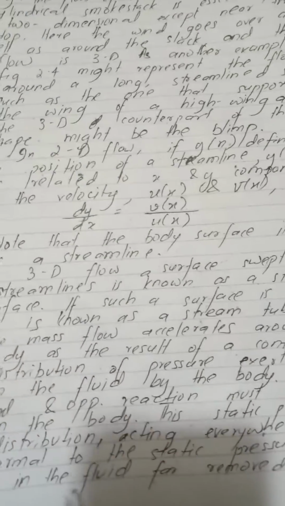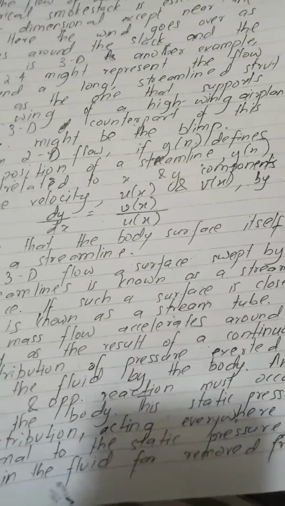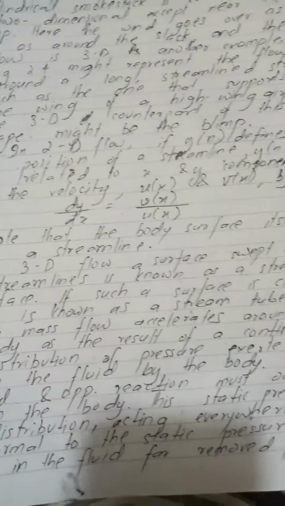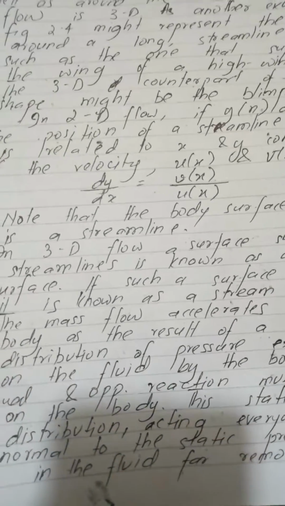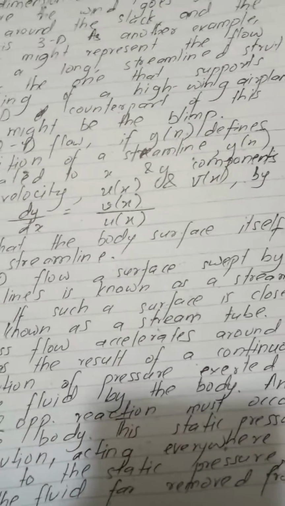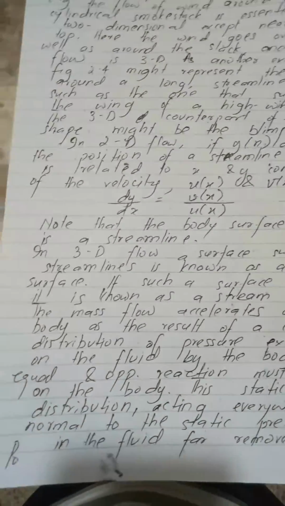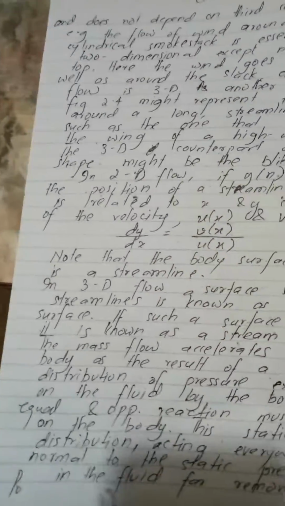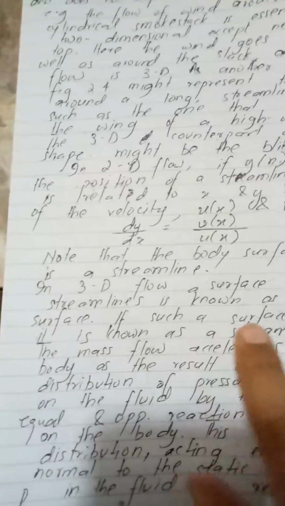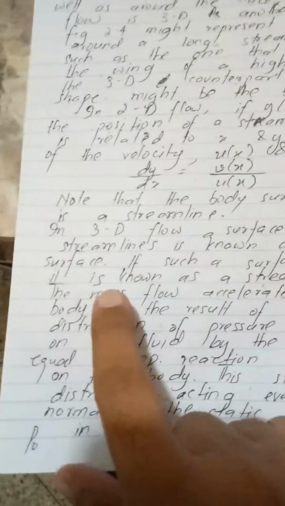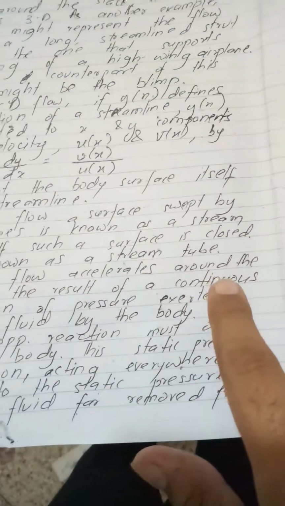In 2D flow, if y of x defines the position of a streamline, y of x is related to the x and y components of the velocity, u of x and v of x, by dy over dx equals v over u. Note that the body surface itself is a streamline. In 3D flow, a surface swept by streamlines is known as a stream surface. If such a surface is closed, it is known as a stream tube.